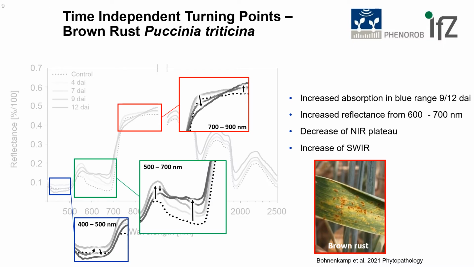When analyzing the time series measurement of brown rust diseased wheat leaves in detail, time-independent turning points of pathogenesis could be observed. These vary in the blue range between 4 and 7 days after inoculation, at the green peak, and around 600 nanometers, as well as at the near-infrared plateau. These turning points can be used to identify infection procedures in the field without knowledge of the primary infection time point.